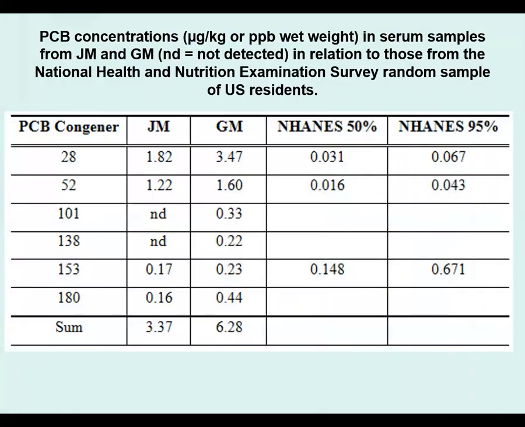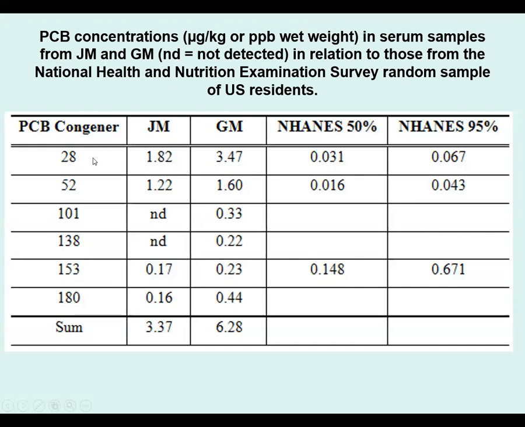The blood results are shown in the next slide, and they show clear evidence that both were exposed to excessive amounts of these lower chlorinated congeners. Look down first at PCB 153. The levels in both the man and the woman are very similar to the NHANES values. They're certainly less than the 95th percentile level and not much more than the 50th percentile.